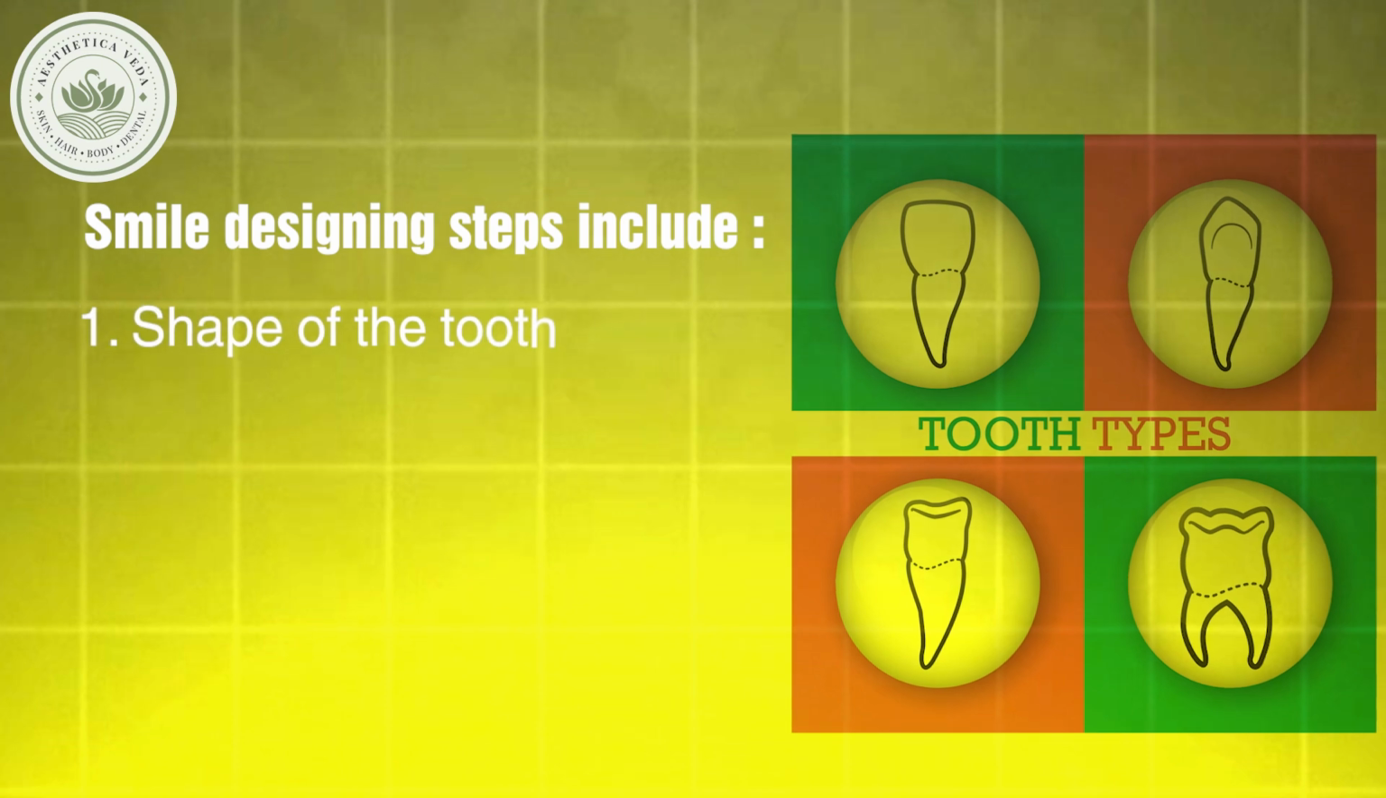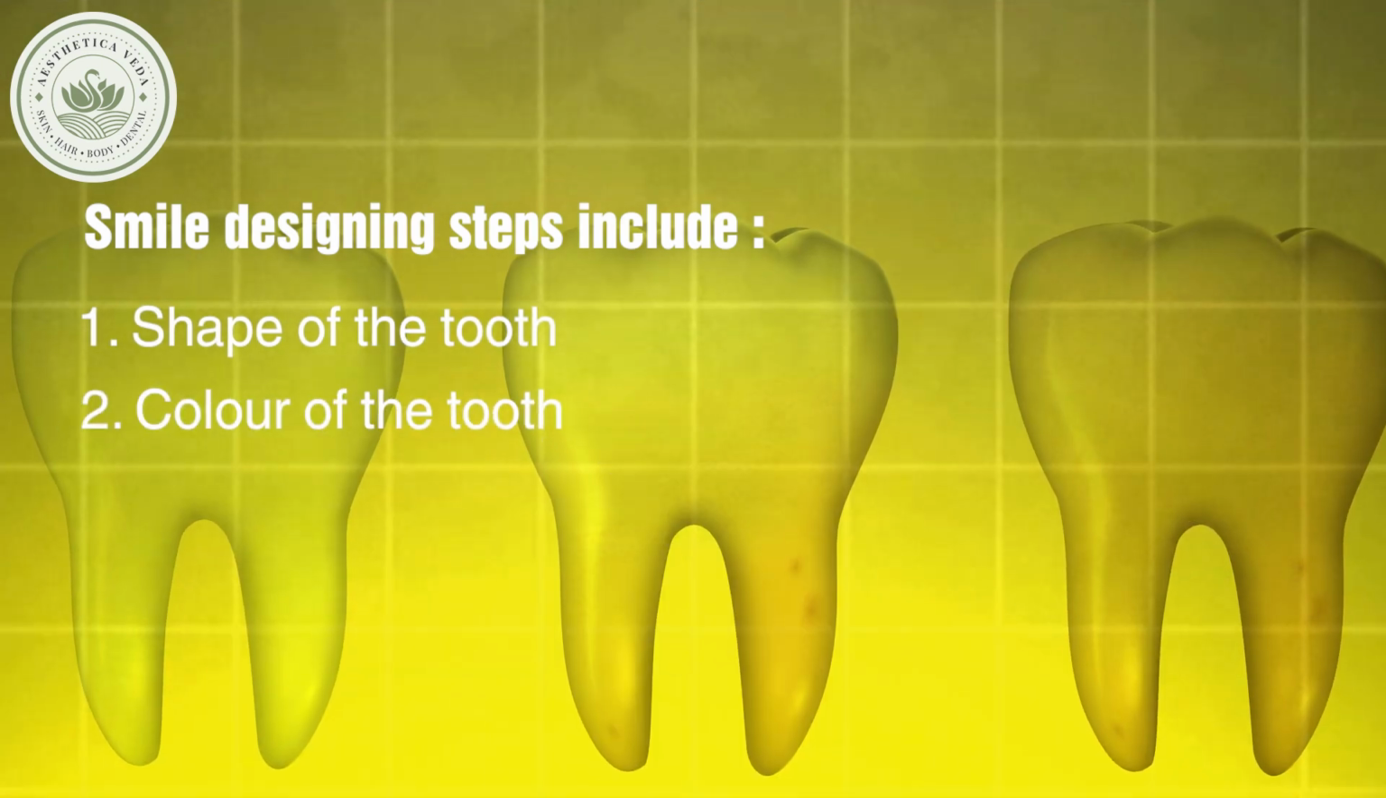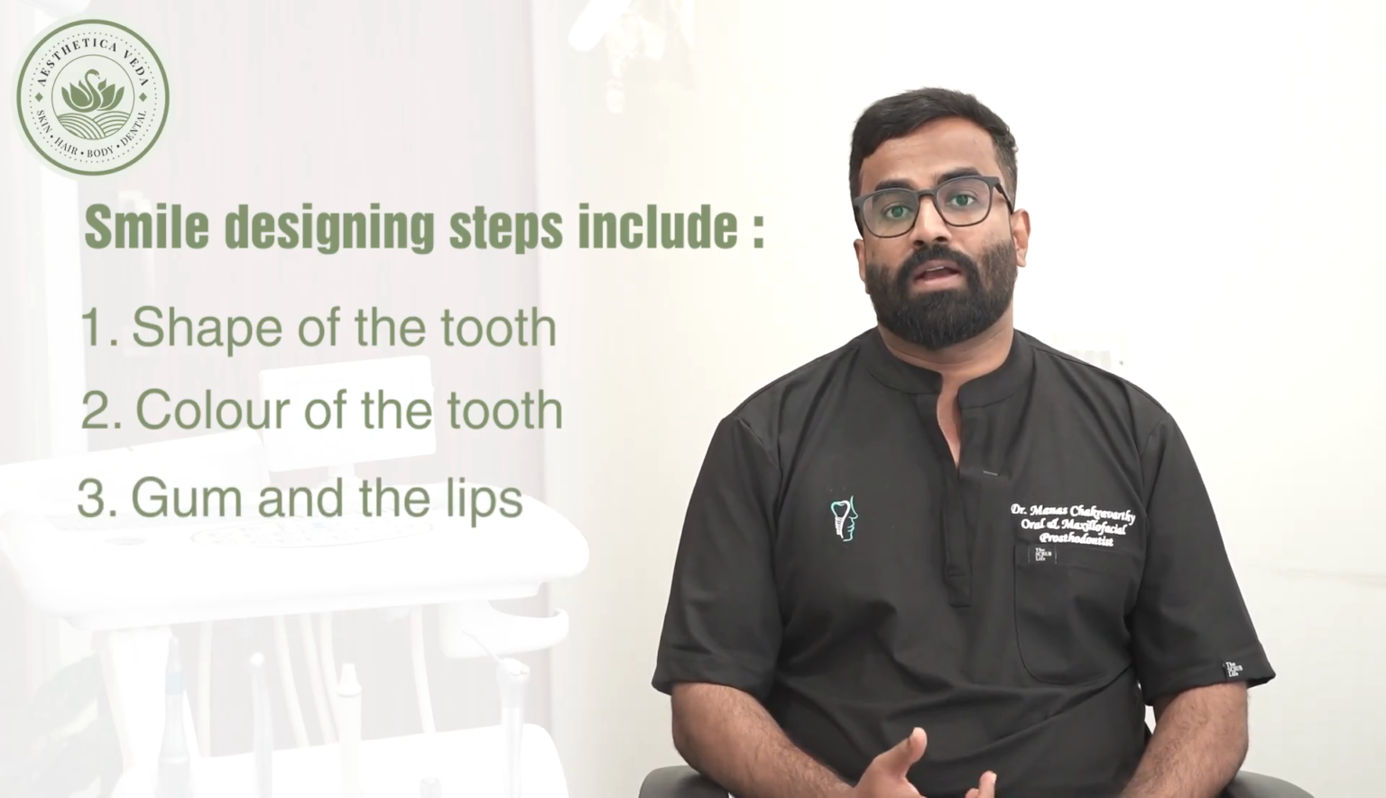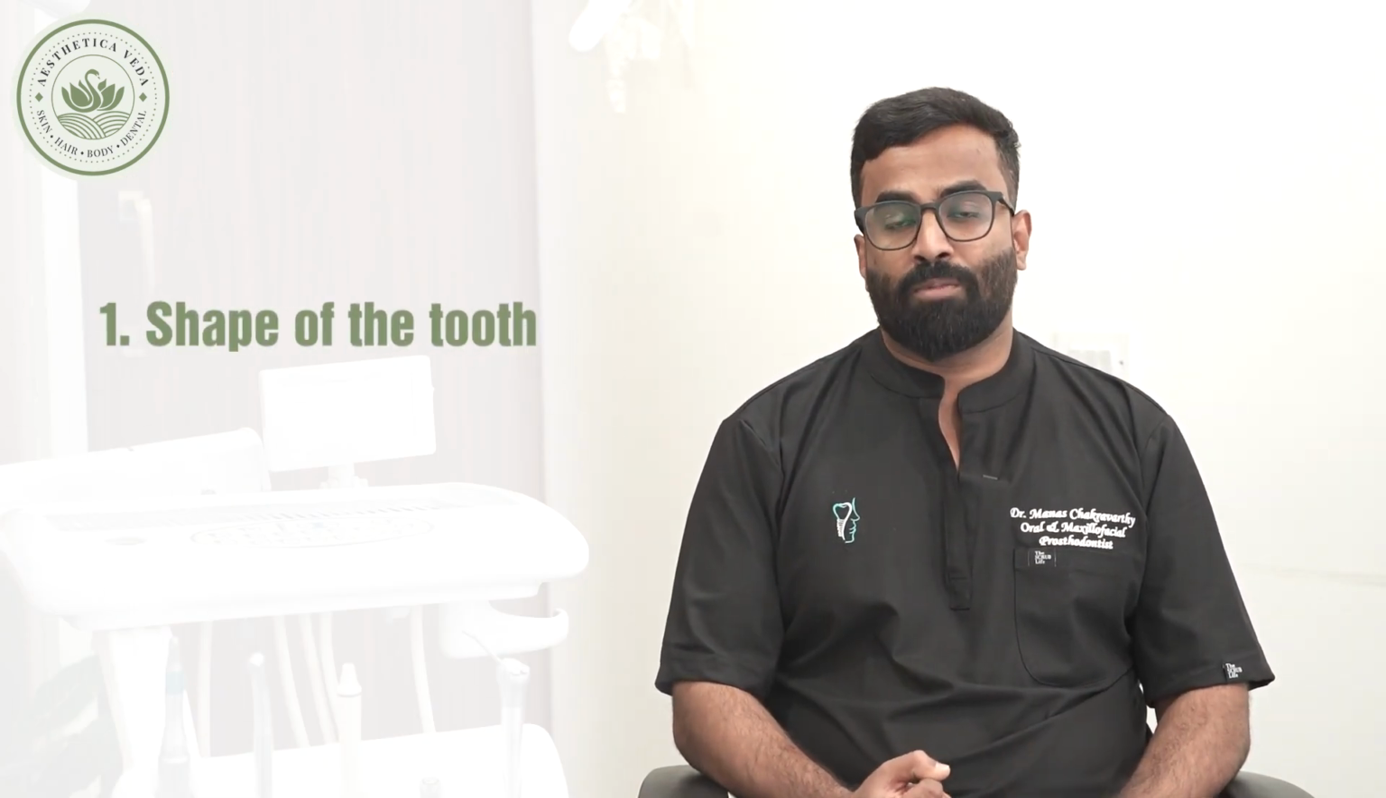We keep a few concepts in our head before we do a smile designing procedure. Smile designing basically has a few steps which we take into consideration. Namely, first one is the shape of the tooth. Secondly, the color of the tooth. Thirdly, the gum and the lips. So coming to the first factor, the shape of the tooth.